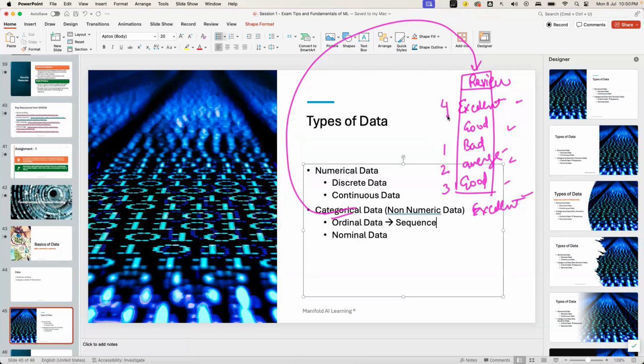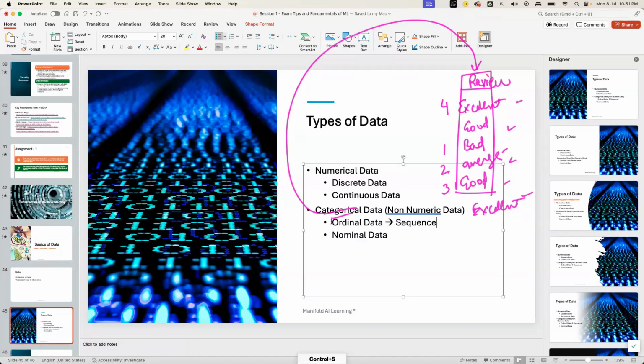So this is how I treat it, or if I want to assign a numerical value to it, this is how I'll be ordering the values that we have got. So wherever there is an ordering involved, even though it's non-numerical in nature, we call it the ordinal data.